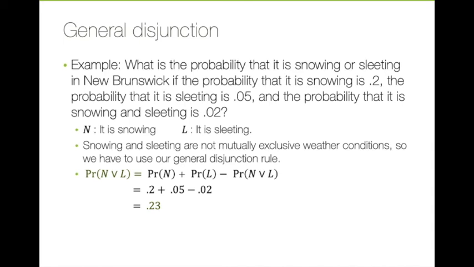So we need the probability of N or L, and we have the probability of N, that it's snowing, that was 0.2. We have the probability of L, that it's sleeting, that was 0.05. And we have the probability of the conjunction, that it's snowing and sleeting. That's 0.02. So we add the first two, subtract the last, and get 0.23 as the probability that it's snowing or sleeting, where it's possible that it's doing both.